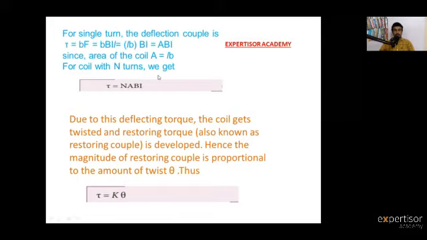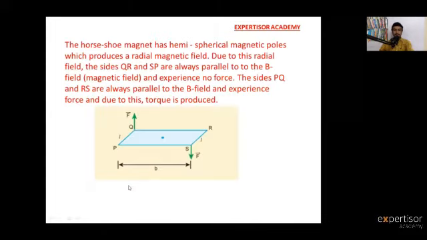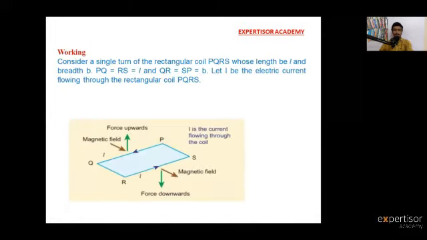For a coil with N turns, we get tau is equal to NABI. N is the number of turns, A is the area, B is the magnetic field, I is the current. This is the torque generated in the coil. Due to this deflection torque, the coil gets twisted and a restoring torque, also known as restoring couple, is developed. The magnitude of the restoring couple is proportional to the amount of twist theta. Therefore, tau is equal to K into theta.